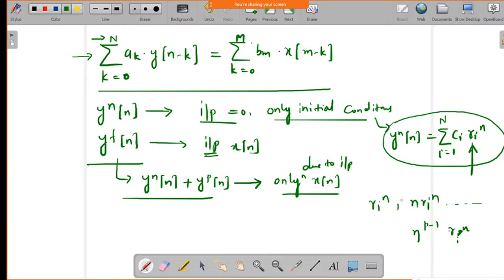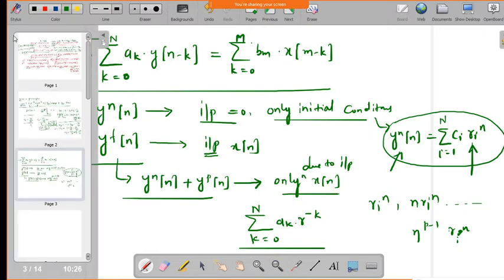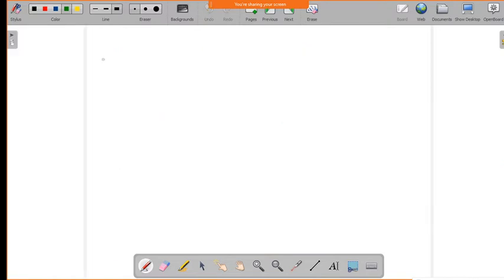Now, if you want to represent the roots of the characteristic equation in the summation form, it is given by the summation k equal to 0 to n of a k into r power minus k. So, this is the natural response, the solution of the natural response. Now we will take one problem and try to solve how the natural response will be. Is it understood? Any doubt in this?